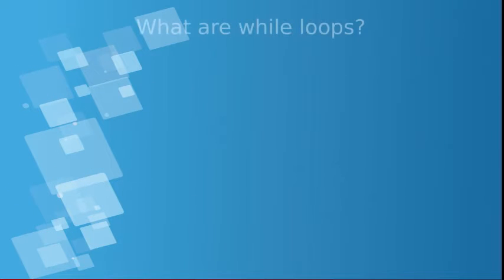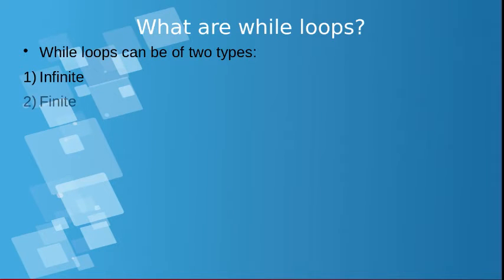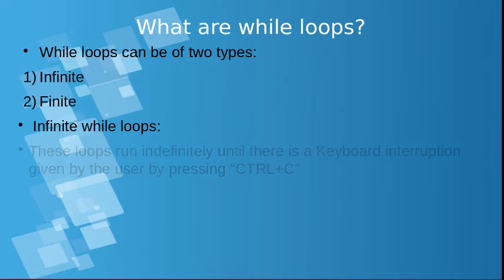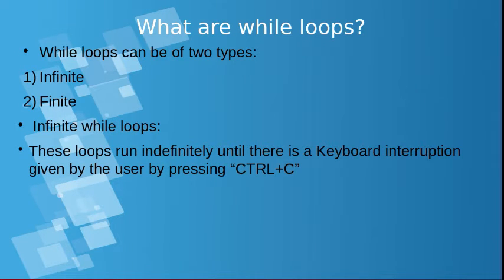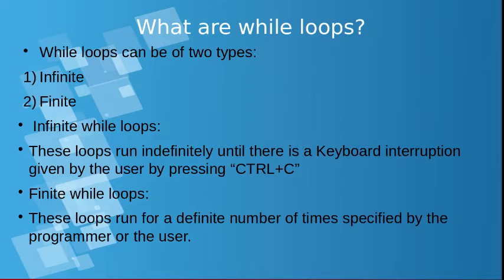Now let's see what are while loops. While loops can be of two types, as I said, infinite and finite while loops. In infinite while loops, the loop runs indefinitely until there is a keyboard interruption given by the user by pressing Ctrl plus C. And in finite while loops, the loops run for a definite number of times specified by the programmer or the user. That means, say you want to loop a set of code for 2 times, then you just define it as I want to run my loop for 2 times and it will run.